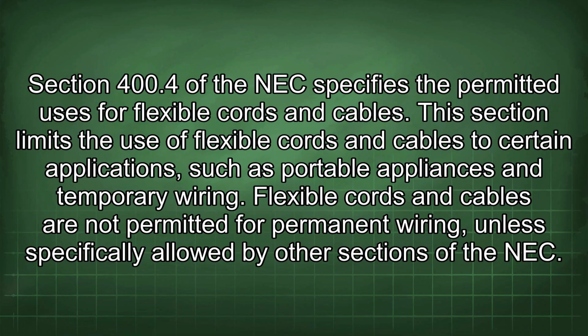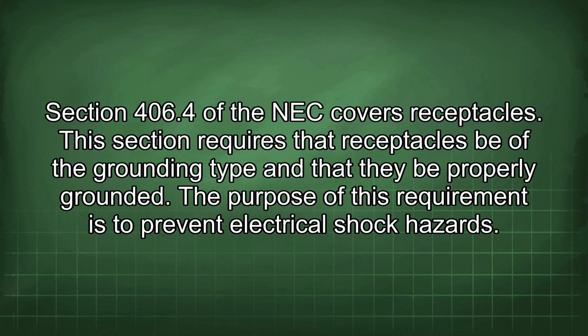This section limits the use of flexible cords and cables to certain applications, such as portable appliances and temporary wiring. Flexible cords and cables are not permitted for permanent wiring unless specifically allowed by other sections of the NEC. Section 406.4 of the NEC covers receptacles. This section requires that receptacles be of the grounding type and that they be properly grounded. The purpose of this requirement is to prevent electrical shock hazards.